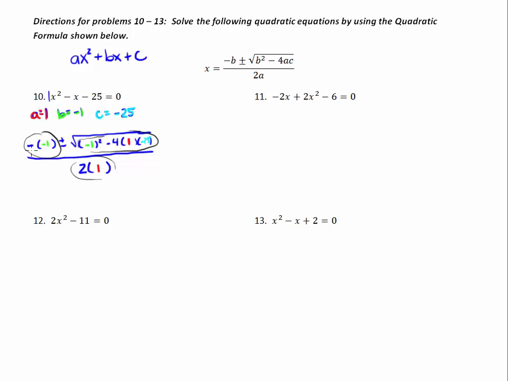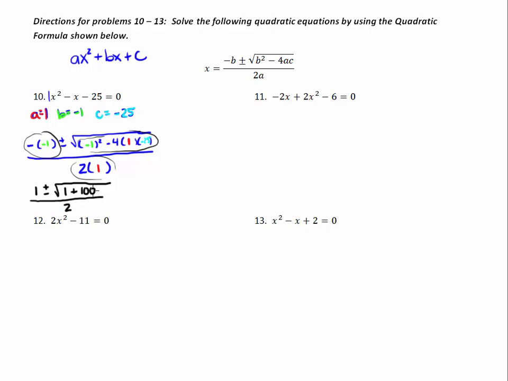So negative times a negative, that's going to be positive 1. Done with that part. Then we have the plus or minus, and then we have the square root sign. Now let's figure out what's going on inside the square root. We want to probably break this down too. So negative 1 squared is a positive 1. Negative 4 times 1 is negative 4. Negative 4 times negative 25 is a positive 100. So plus 100. And divide that. 2 times 1 is 2. Okay, so we did a little bit at a time.